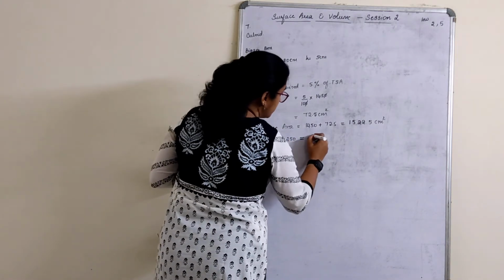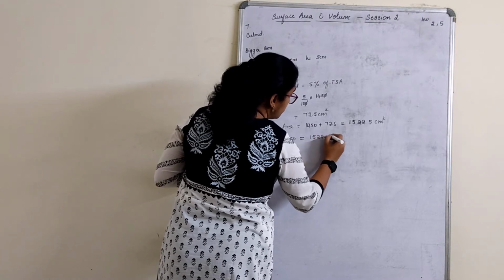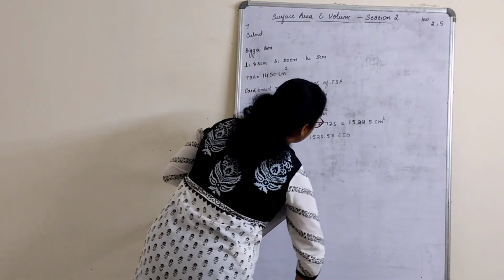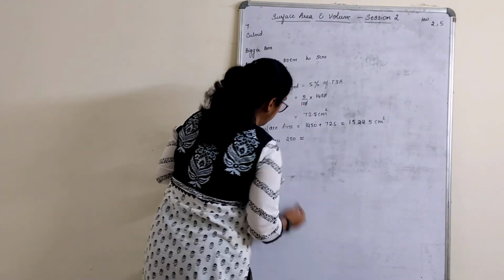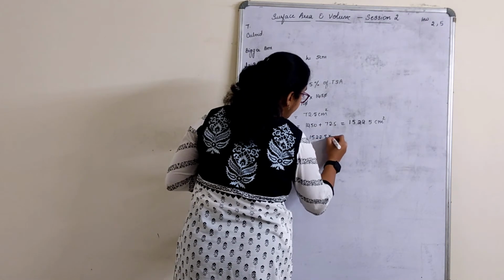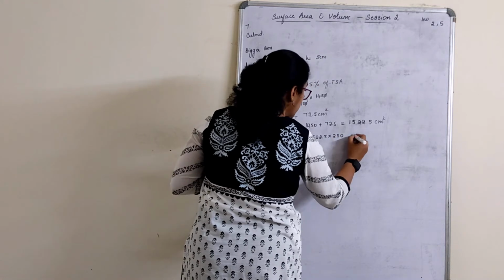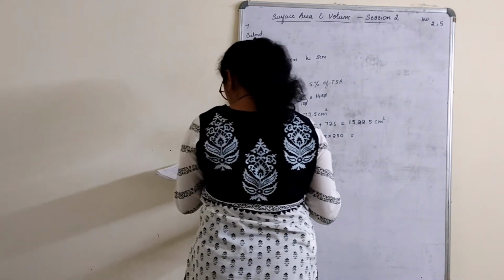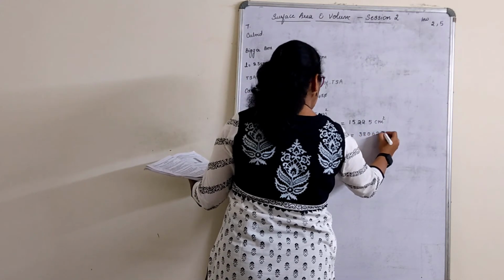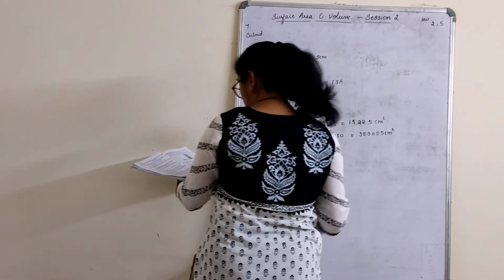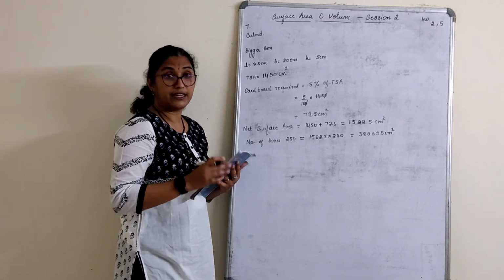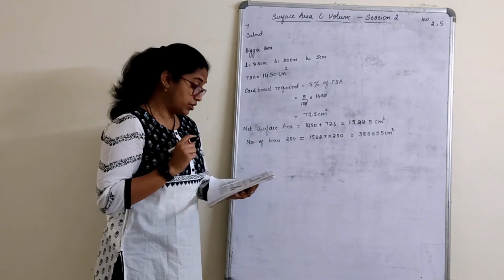So the answer would be 1522.5 into 250. So how much would it be when you multiply this by 250? 380,625 centimeter square. That would be the total area, right? With the number of boxes considered.